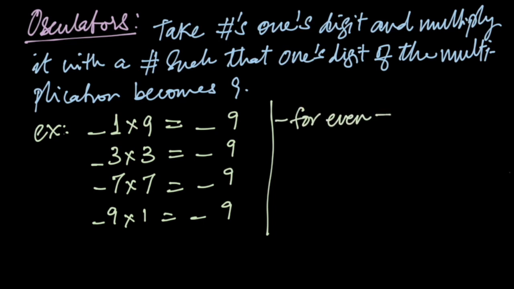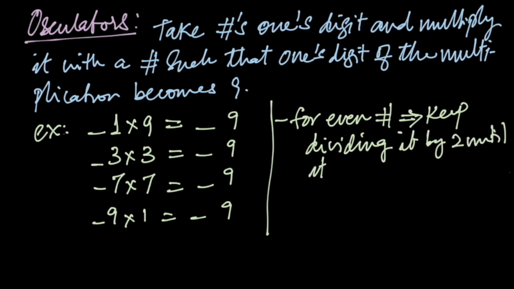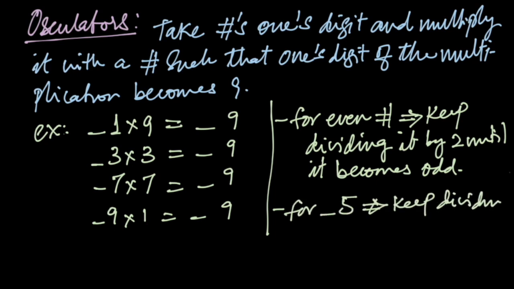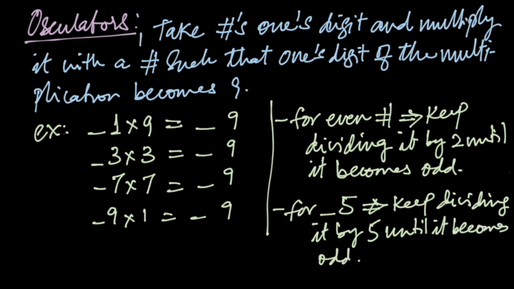For even numbers, we divide the number by 2 until the ones digit is an odd number. And if the odd number happens to end in 5, then we keep dividing the number by 5 until it becomes an odd number that is different from 5. So this is step number 1.